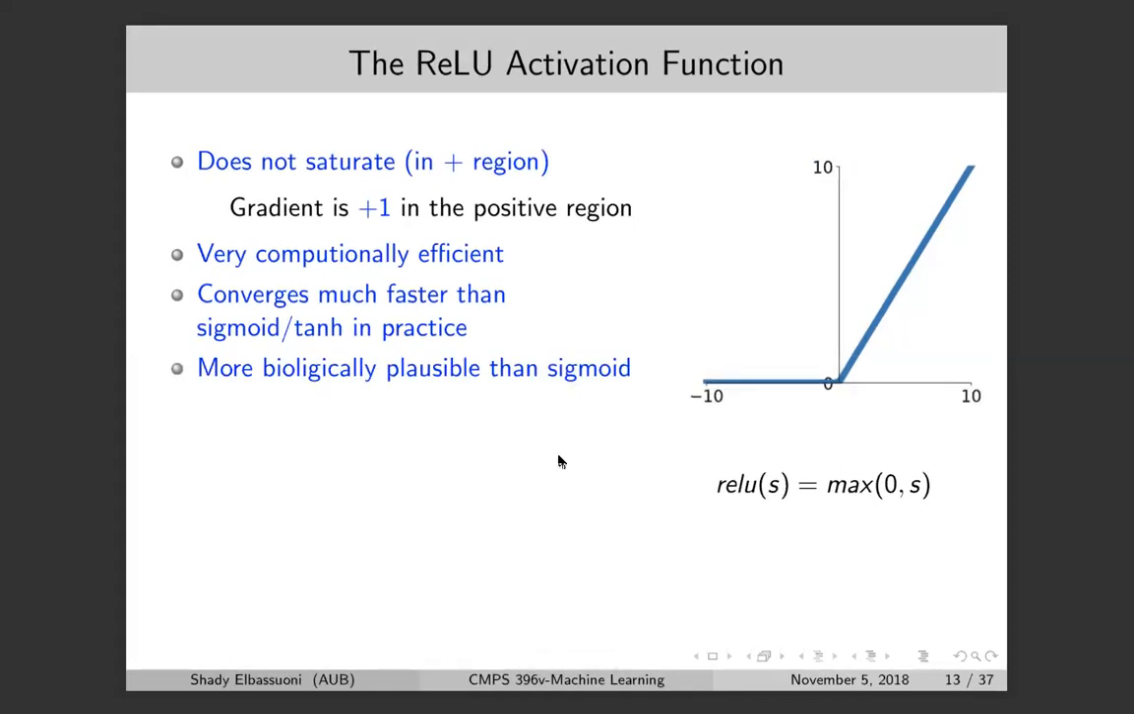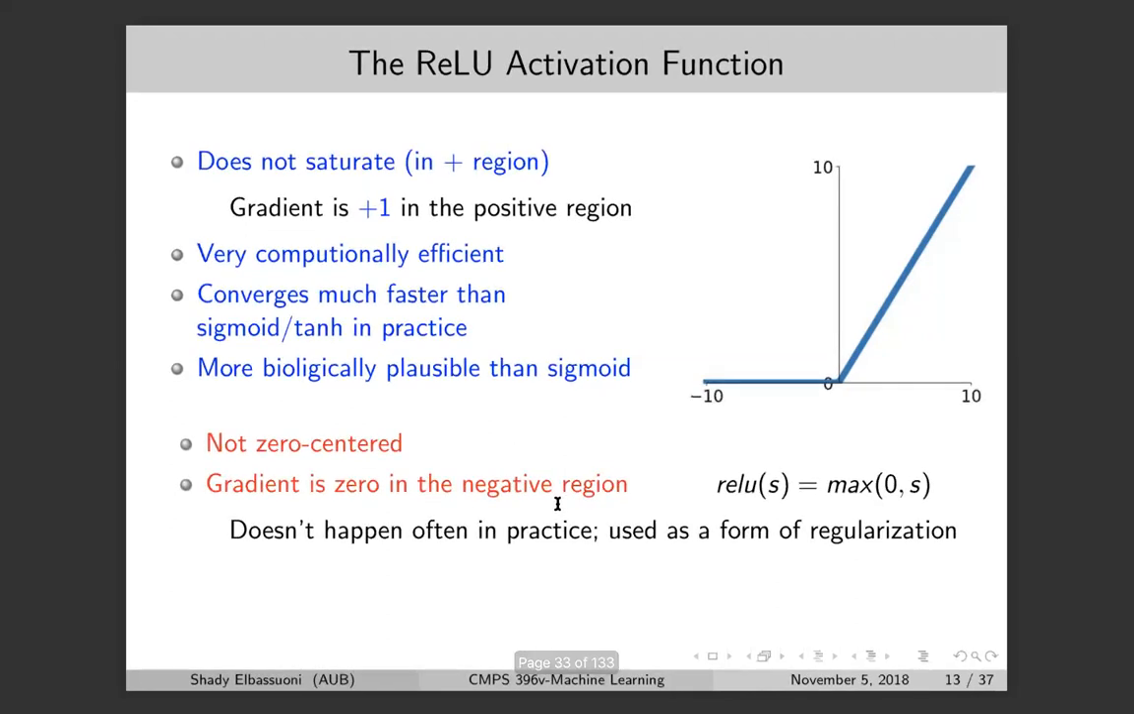Isn't this linear? It's linear in the positive region only, and in the negative region, it's 0. So it's not linear. But aren't we also killing the gradient here for the negative values? Yeah, but we'll see why this works. So gradient is 0 in the negative region, as you're saying, and this doesn't happen often in practice and is used as a form of regularization.